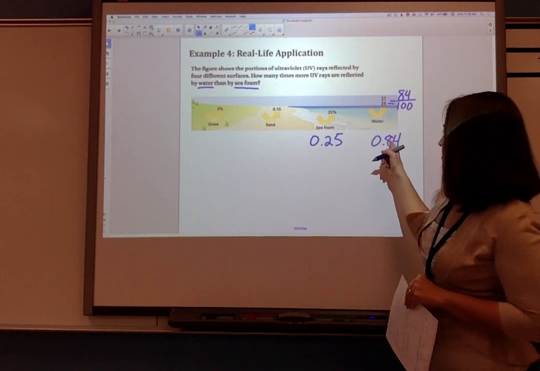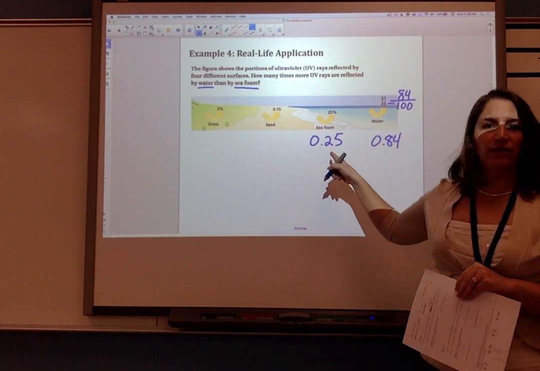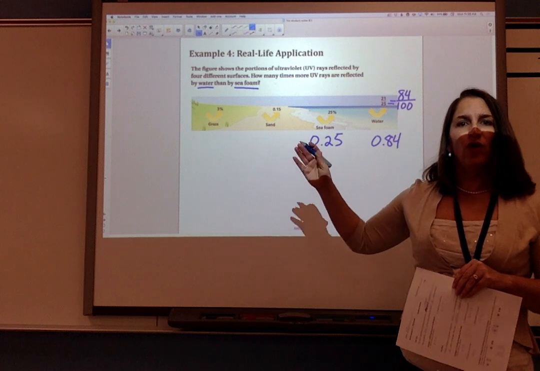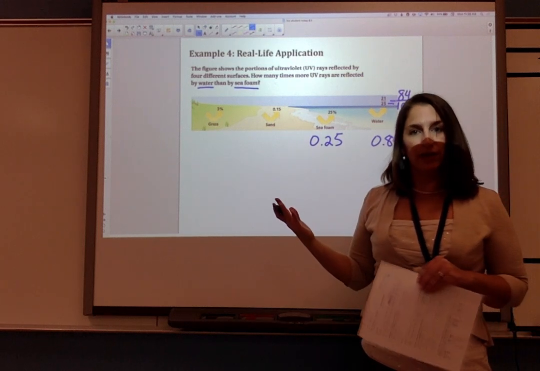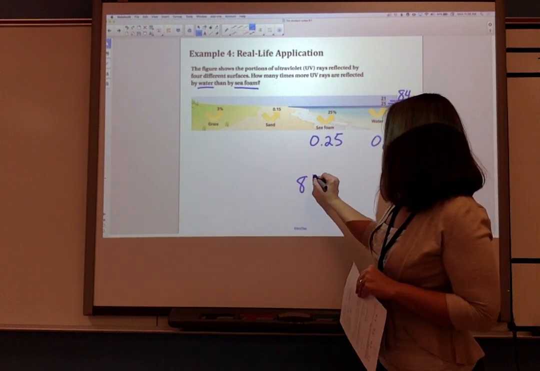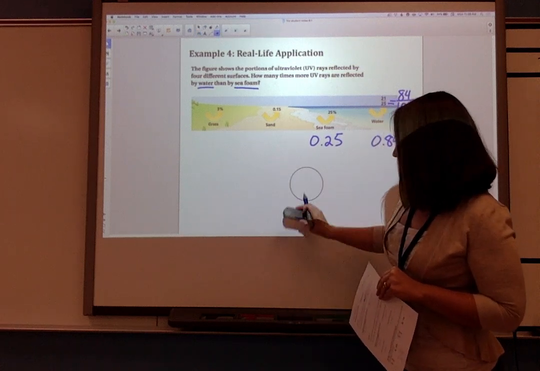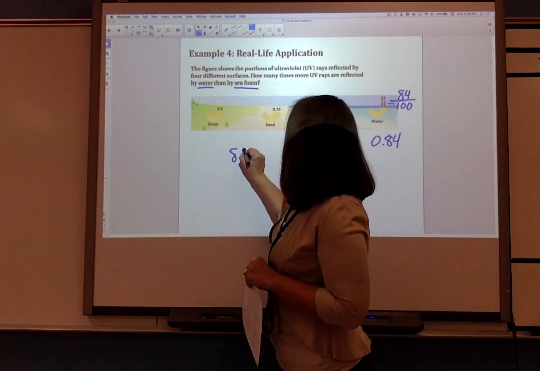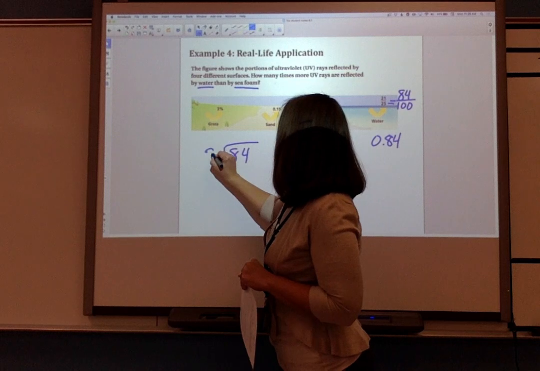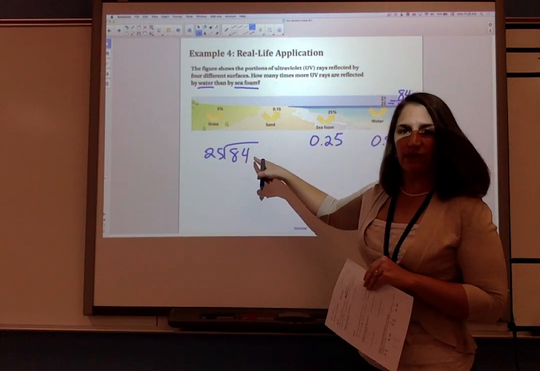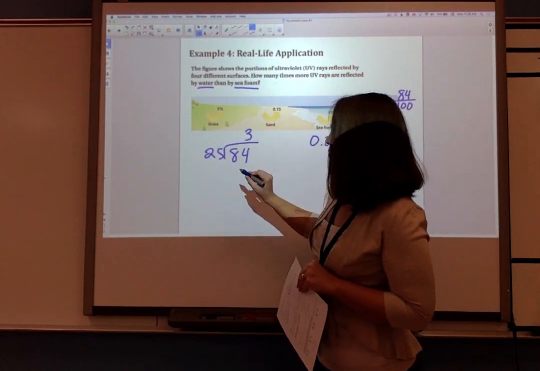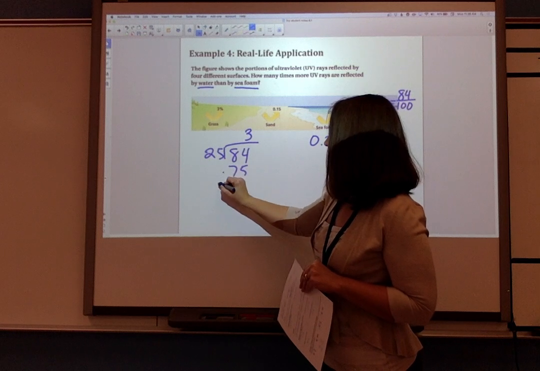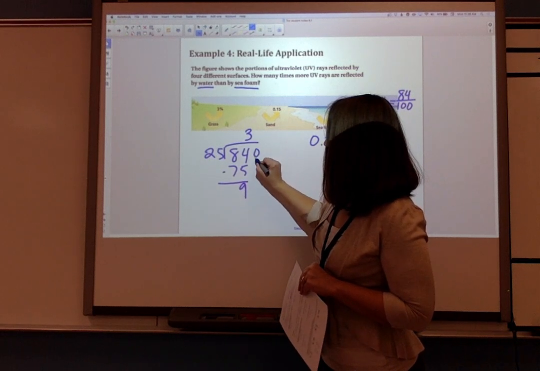So let's go ahead and just divide 0.84 divided by 0.25. We'll move the decimal point over 2 places in both numbers, so we're not dividing by a decimal. Let me move over so I've got a little more space here. So I'm going to do 84 divided by 25. 25 goes into 84 3 times, just like we estimated. We have 75. We have a 9.